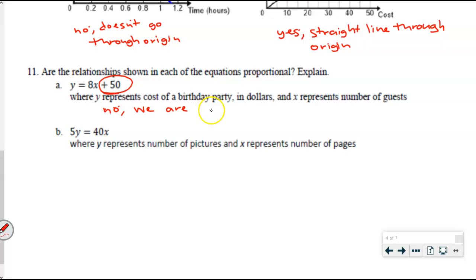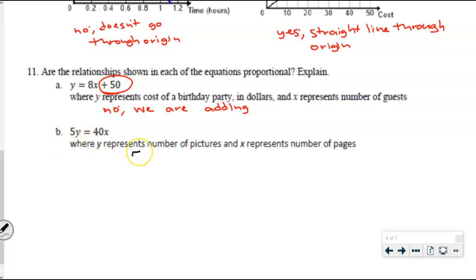But what about B? Is this one proportional? It is. Students sometimes are like, but it doesn't look normal. It doesn't look right. The key thing is, are we only doing multiplication or division in this equation? Then that makes it proportional. Y is being multiplied by 5, yes. X is being multiplied by 40, but it's just multiplication.